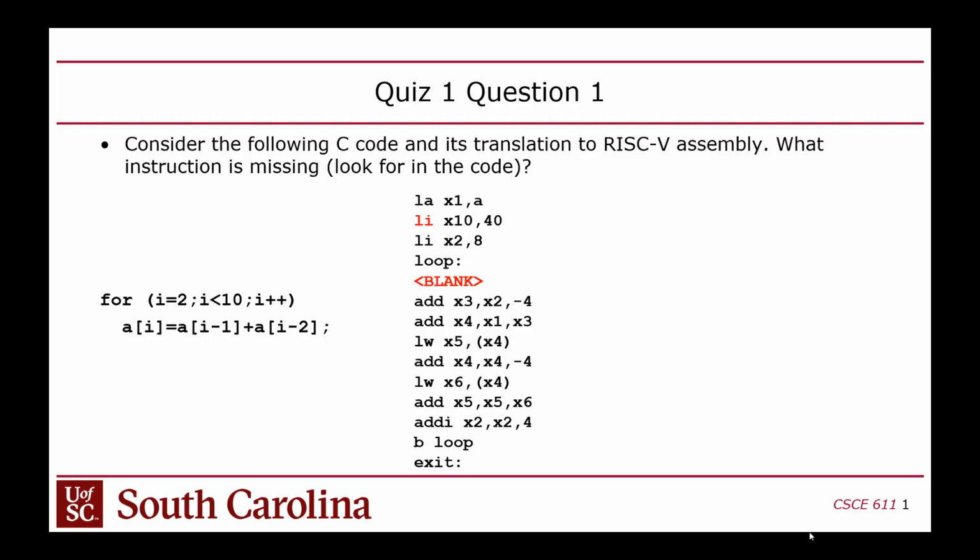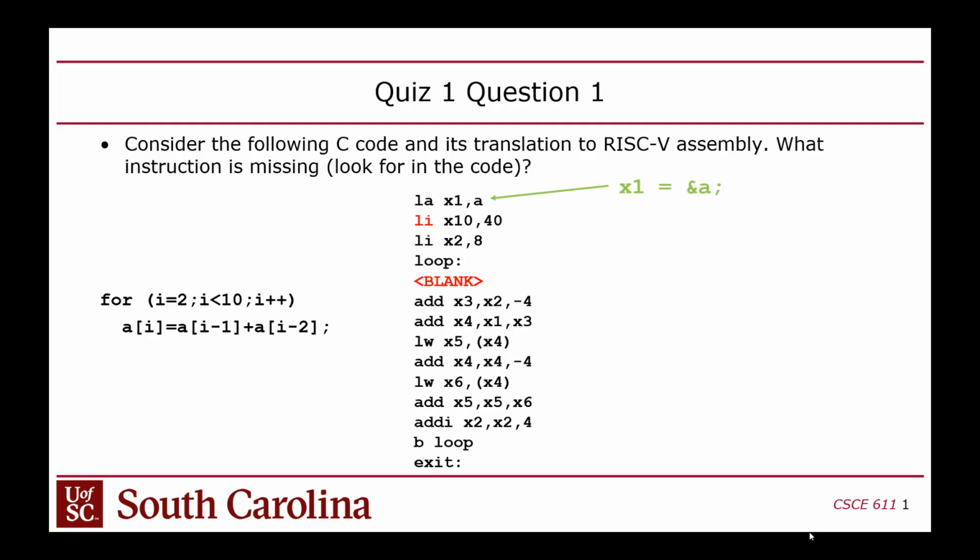Okay, we had quiz 1 last week. I'll go over that really quickly. This first question is about the RISC-V assembly, and it asks if you're translating the C for loop on the left, what instruction is missing in the corresponding assembly code on the right.